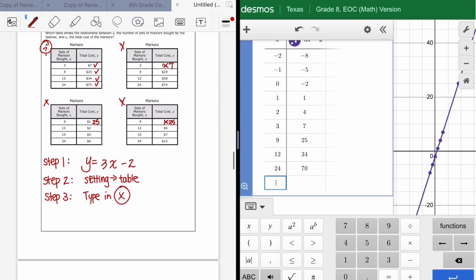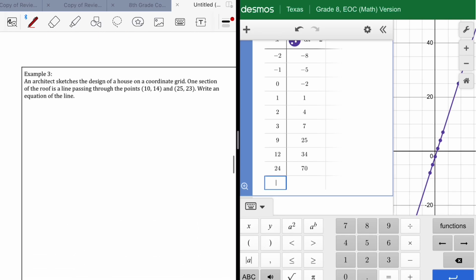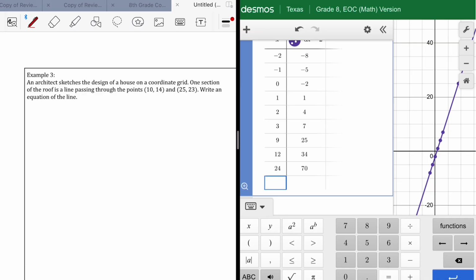All right, this is example number 2. Then the last one is example number 3, which is easy as well. You have an architect sketches the design of a house on a coordinate grid. One section of the roof is a straight line passing through the points. Ooh, I got 2 points. What do we do with the 2 points? We need to write an equation of the line. So we have the table. We have 2 ordered pairs, 10, 14, 25, 23.